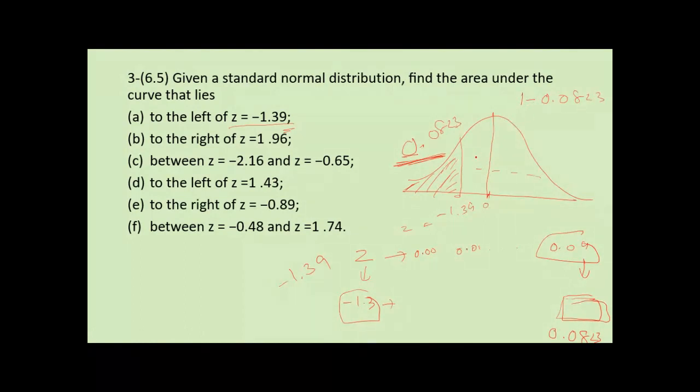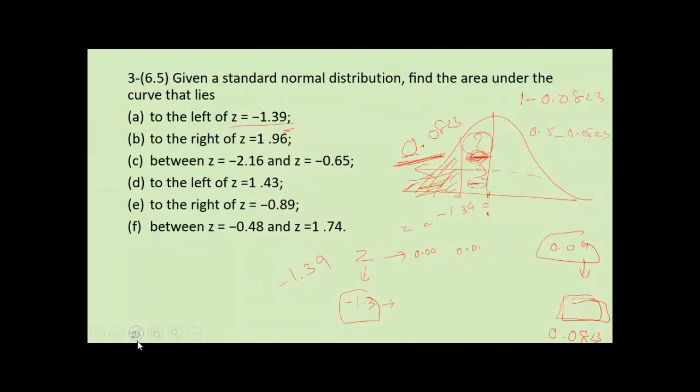If I ask you only this area between negative 1.39 and 0.0, only this area, we should subtract from 0.5, because this entire first half is 0.5. So 0.5 minus this value will be the area of this part. Okay, that is 0.5 minus 0.0823 will give you the area of this part alone. In this way you can play with the graph and the table. Okay, now here we go.